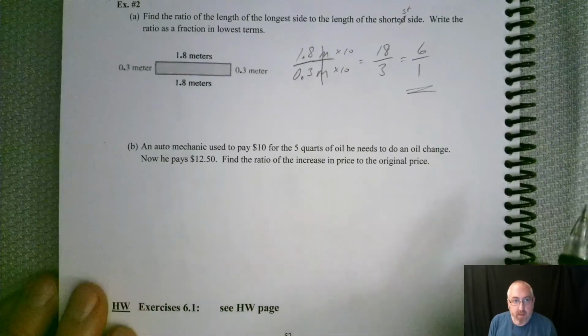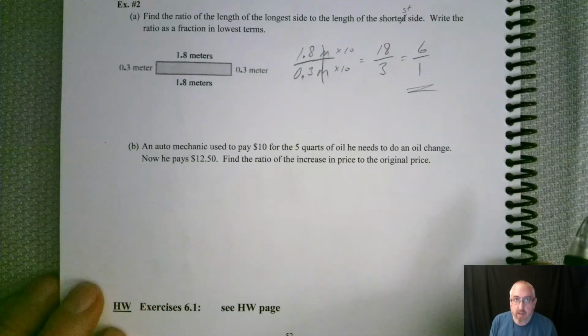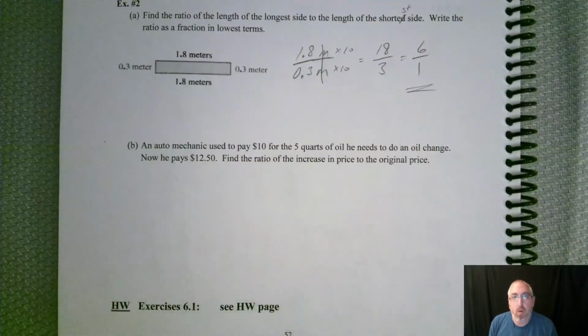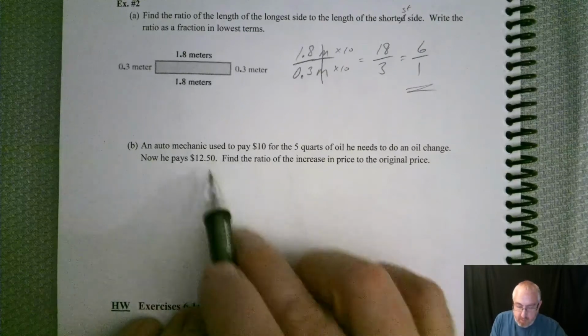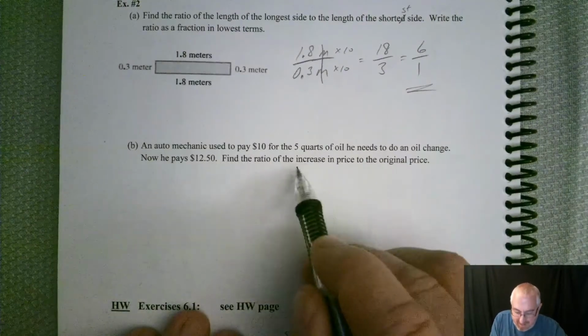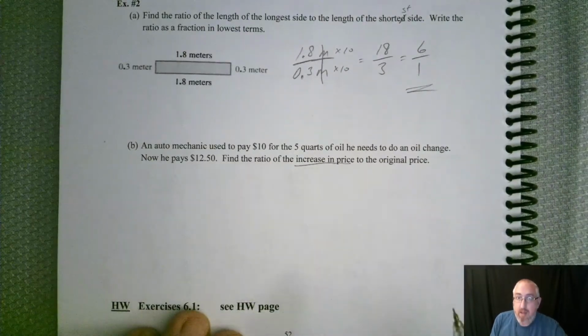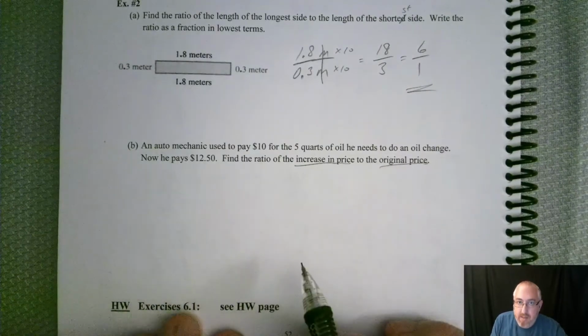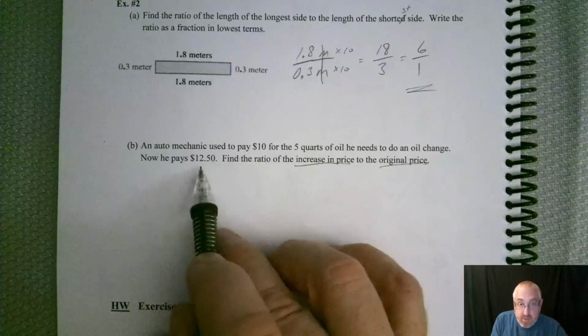Now, if you look at this too quickly, your gut is saying, oh, just grab those 2 numbers and put them into a ratio and go. But you gotta be careful. The question doesn't want you to compare those 2 things. They want you to compare the increase in price to the original price. So what was the increase in price? It went from $10 to $12.50.